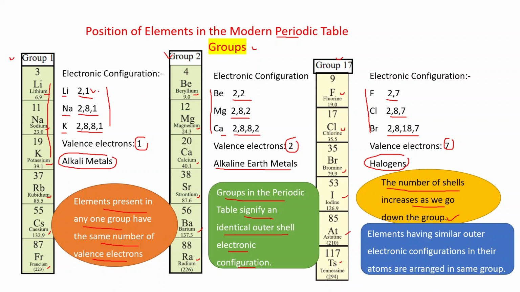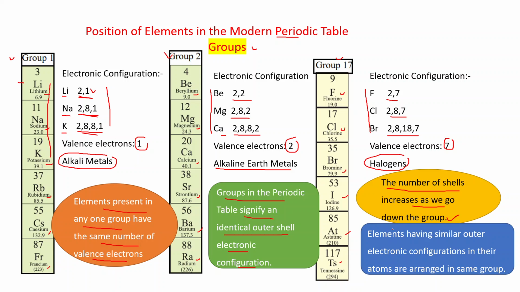In each case, this is lithium, which belongs to the second period. It has 2 shells, this has 3 shells, and potassium has 4 shells. Down the group, the number of shells increases.